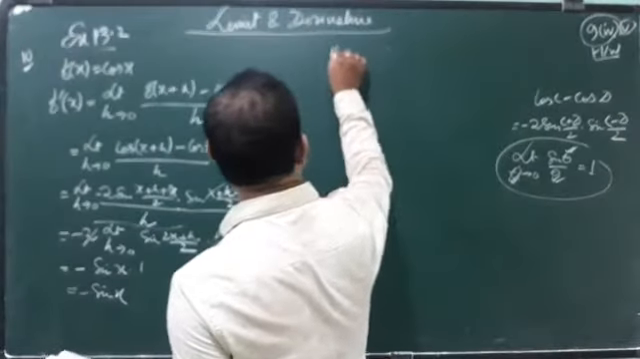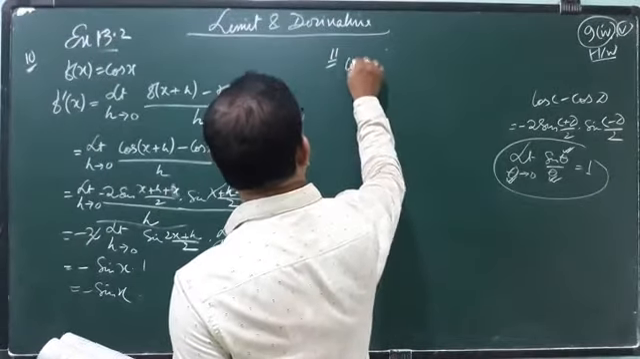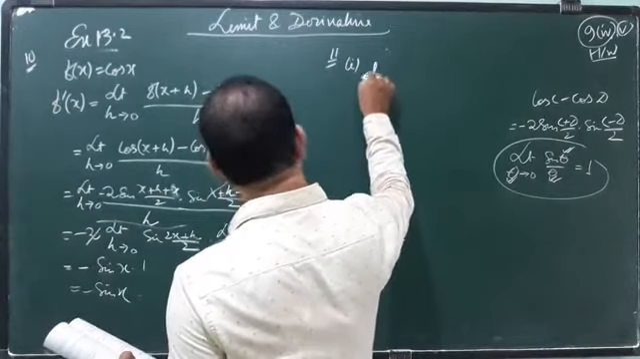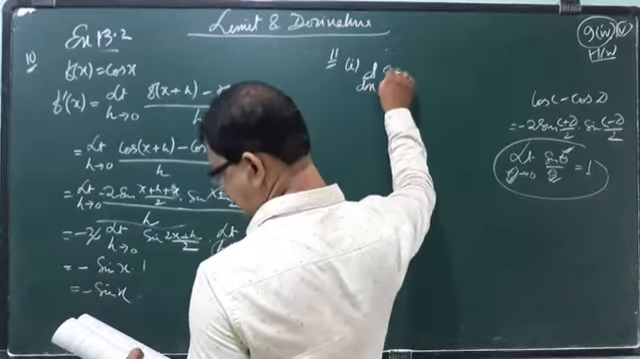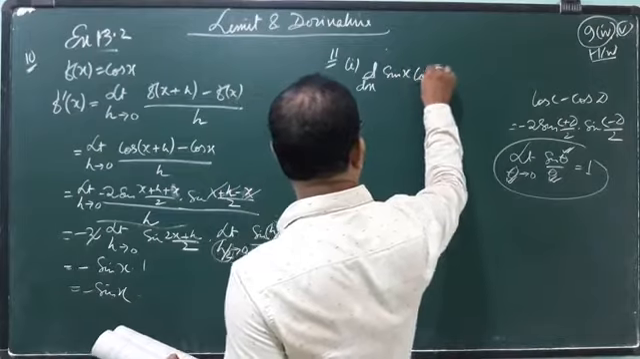Now question number 11. We have to differentiate d dx of sin x cos x.